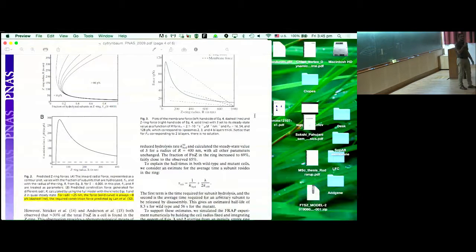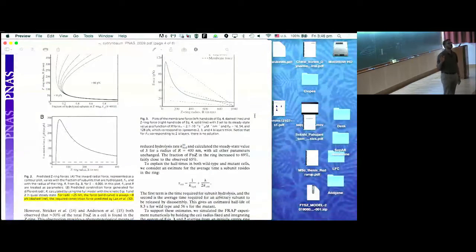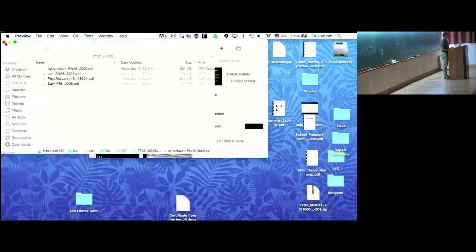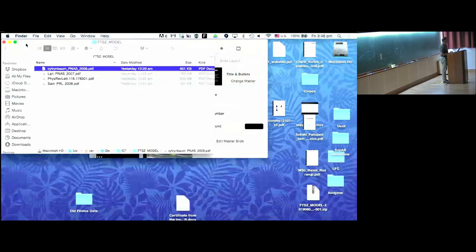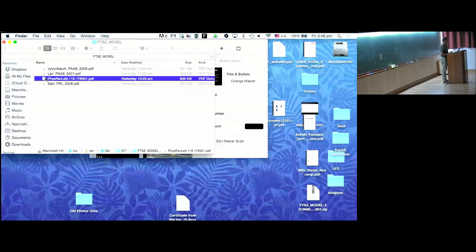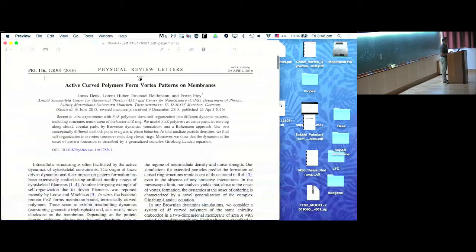Right, so any other questions on these models? Because I'm going to switch to a somewhat different paper. That is the last paper that I'm going to review. Okay. So the last paper is somewhat more recent, 2016, from Erwin Frey's group in Munich, and this is more an active matter philosophy motivated paper.